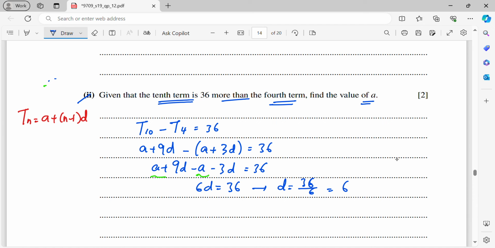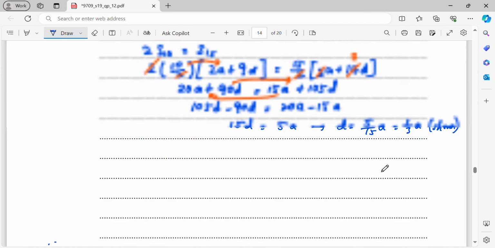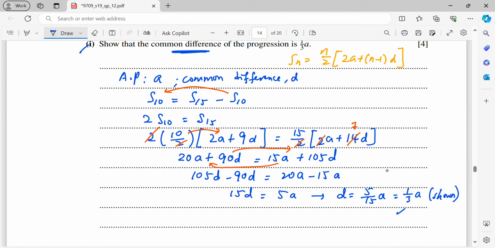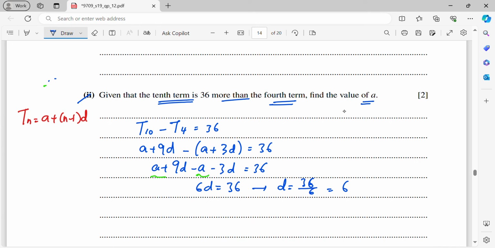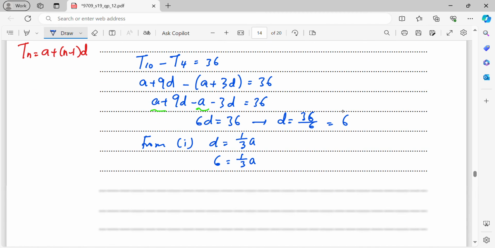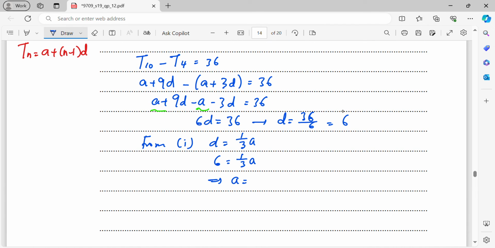So to get the a, refer to the previous part, part a. d is 1 over 3a. So from the first part, I will just write d is 1 over 3a. That means now 6 is 1 over 3a. Therefore, my a is 6 times 3, which is 18.